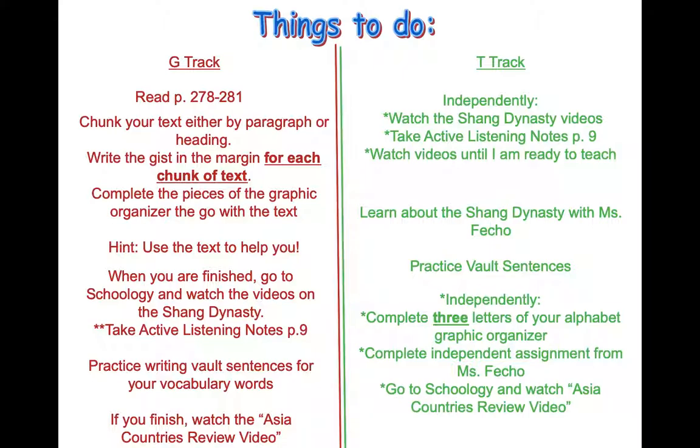Okay, so here's the work you have to do. If you're G-Track, you are working on page 278, 281 out of your text packet. Again, the texts are up on Schoology if you don't have them at home, or you can get them here in the I don't have that bin. You have a reference in your green section that reminds you how to chunk your text and then how to write the gist in each margin.